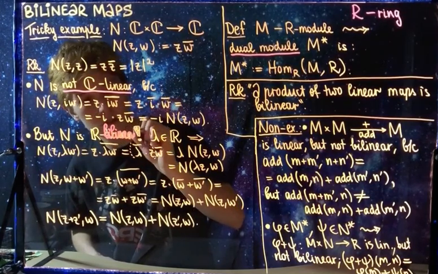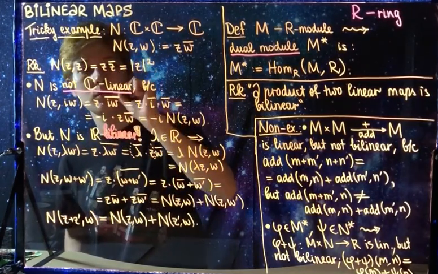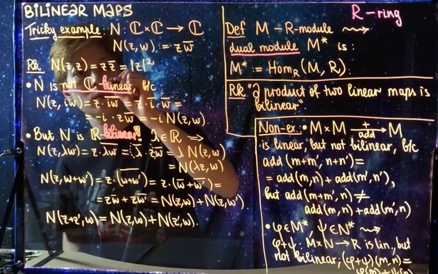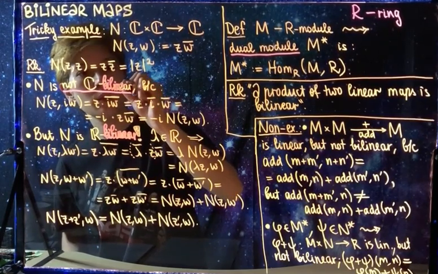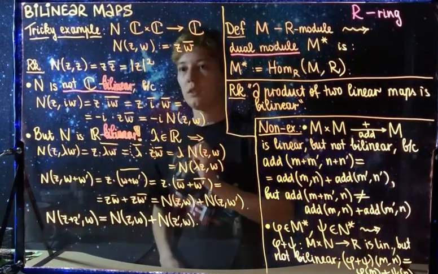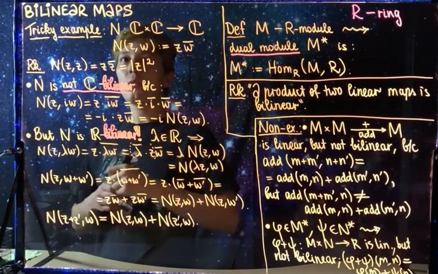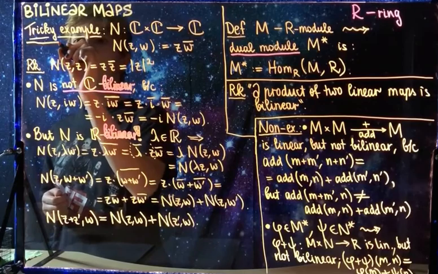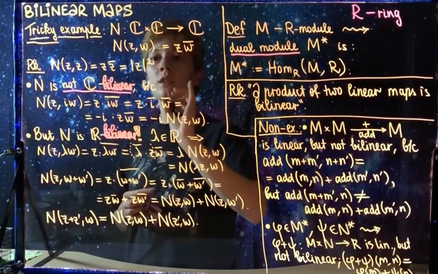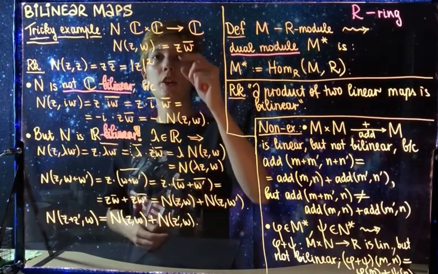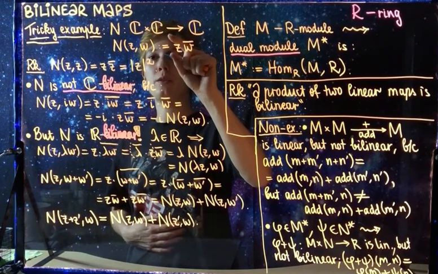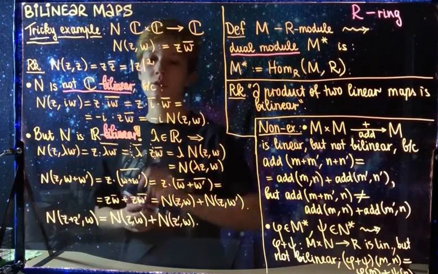Bilinear. And here also bilinear. And so this example shows us that being bilinear can be a notion that depends on the base ring of your choice.